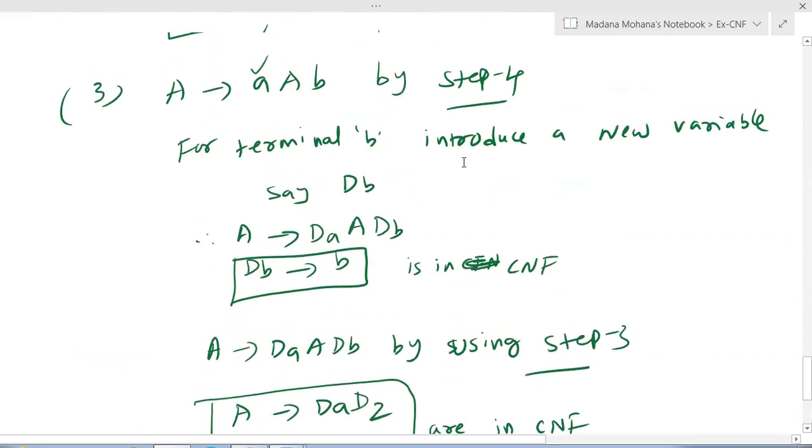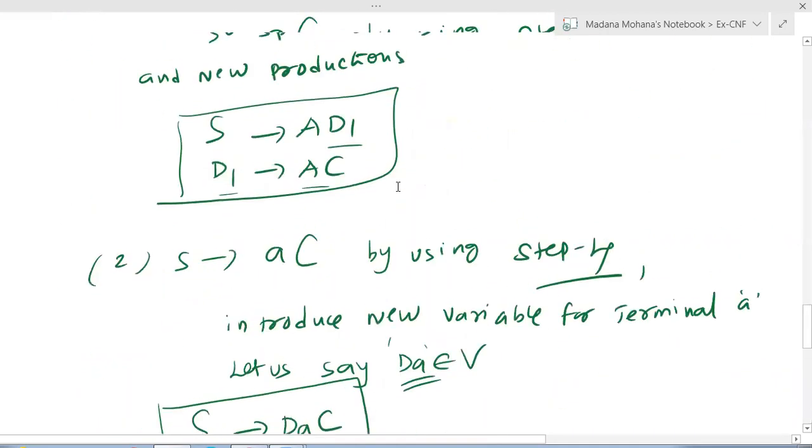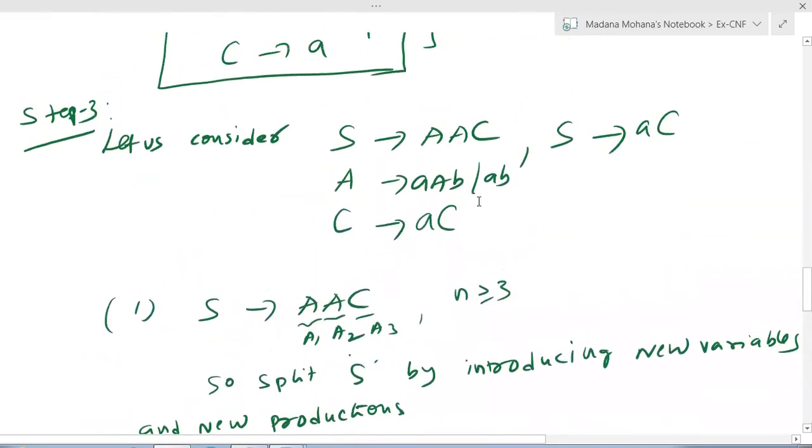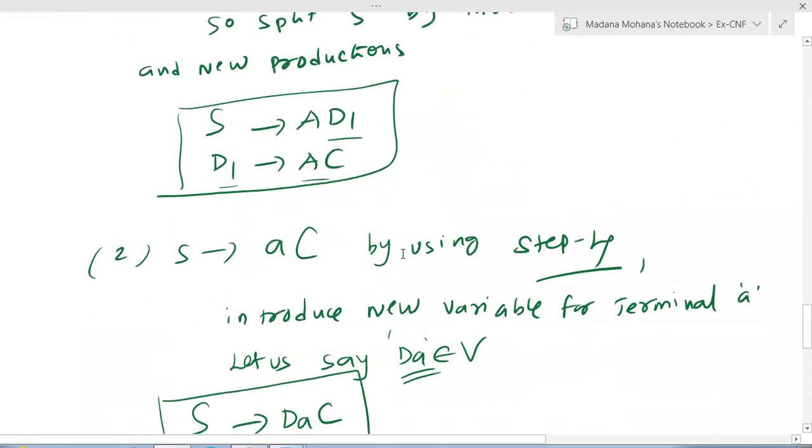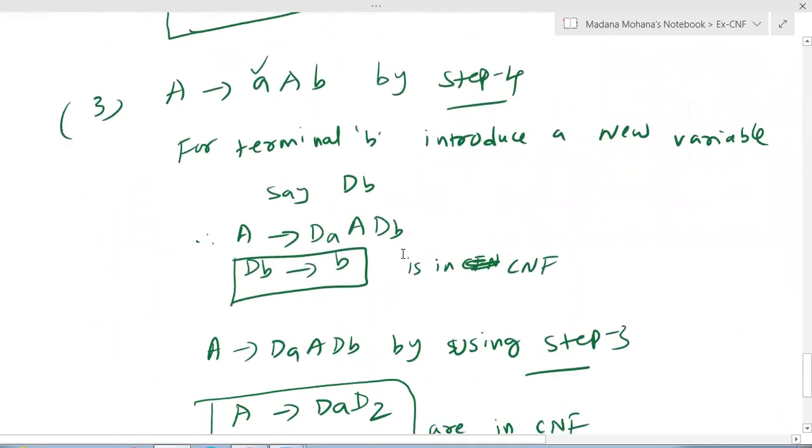Then coming to C productions, C contains two productions. So what are the C productions here?